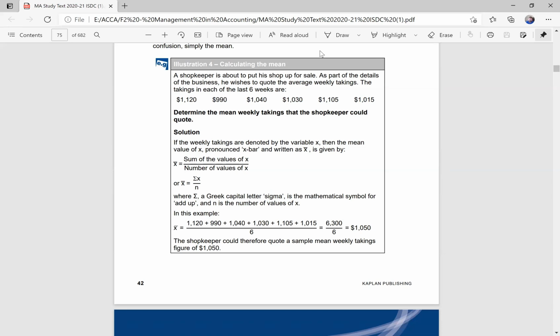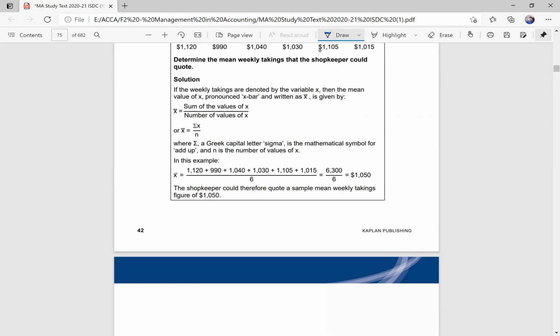Now the formula is given as X bar. X bar is basically representing the mean is equal to sum of the values of X over the number of values of X. So even the sum is denoted by sigma. If you look over here, we have the sigma given to us. This is called the Greek E as well. Okay. So this represents summing up.